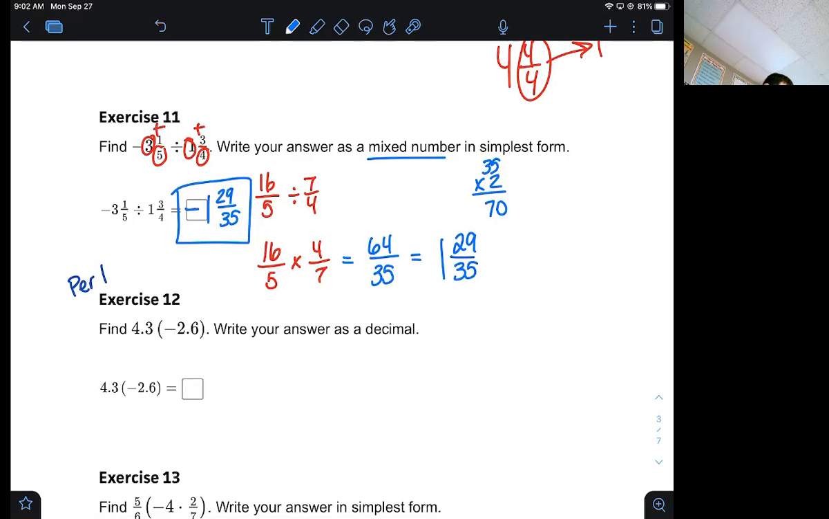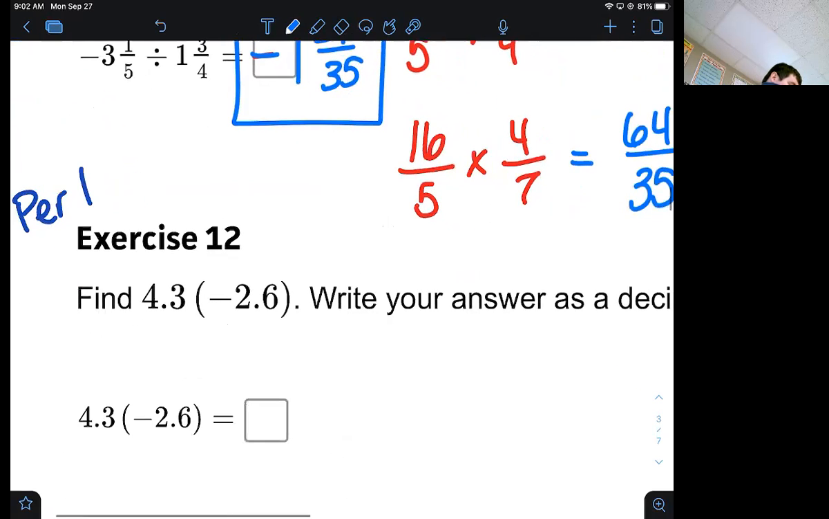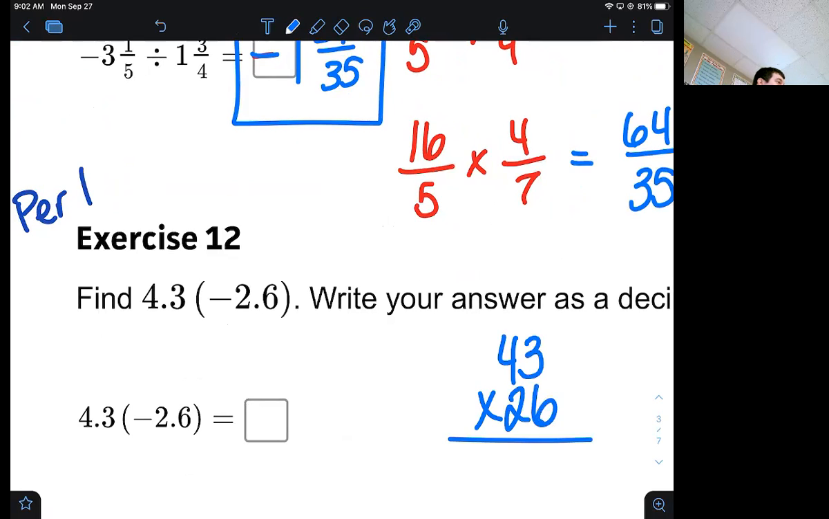Find 4.3. There's no sign in between there. What does that tell you to do? Multiply. Yep, they're squeezed together. So I'm going to think of it as if it's 43 times 26. Don't even write the decimal points. One negative number makes your answer negative.